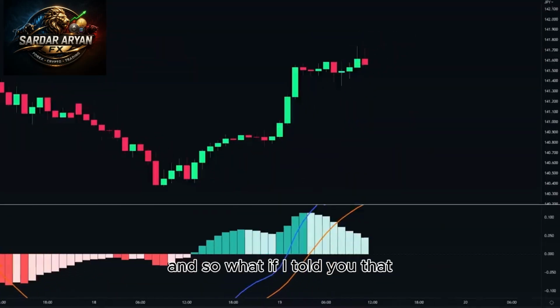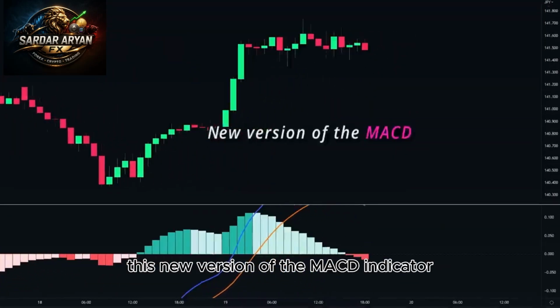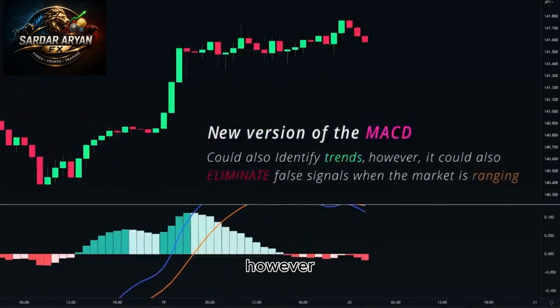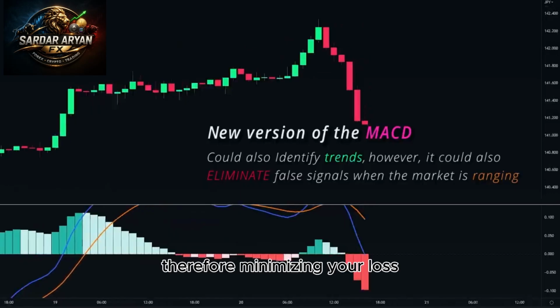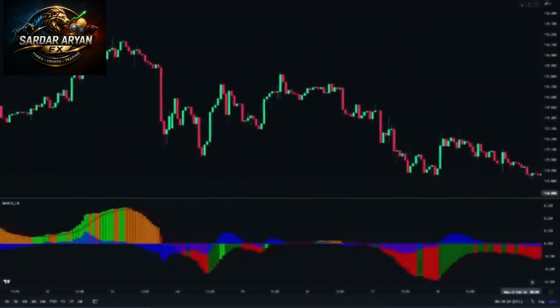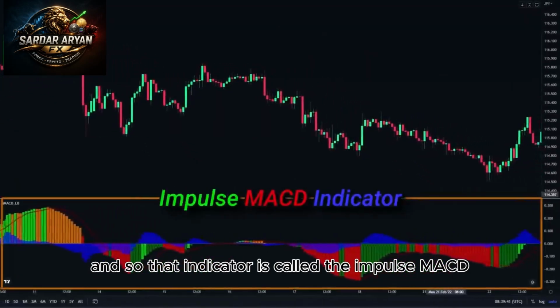And so, what if I told you that this new version of the MACD indicator could also help us identify trends? However, it could also eliminate these false signals for us when the market is ranging, therefore minimizing your loss. And so, that indicator is called the Impulse MACD.